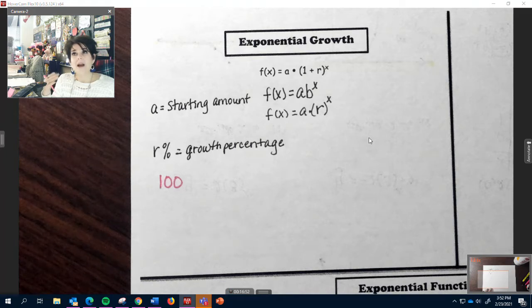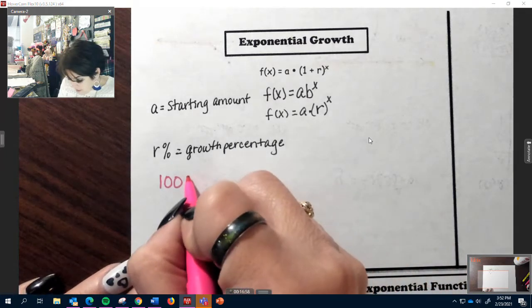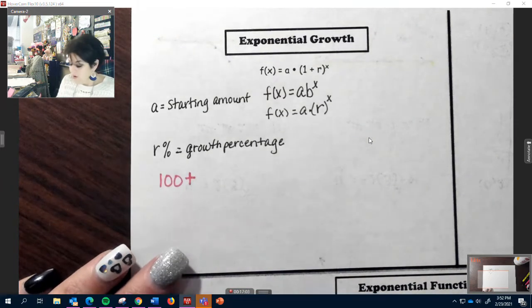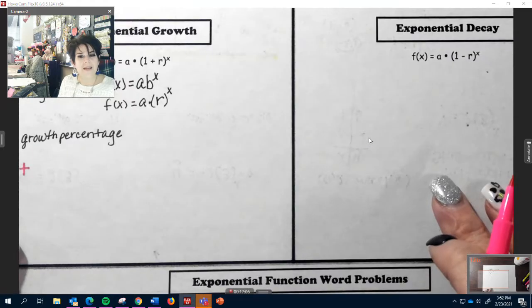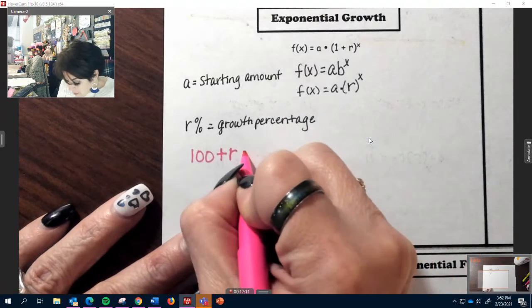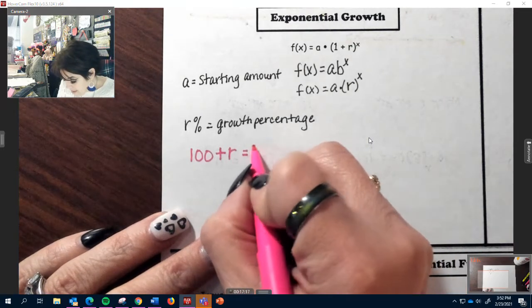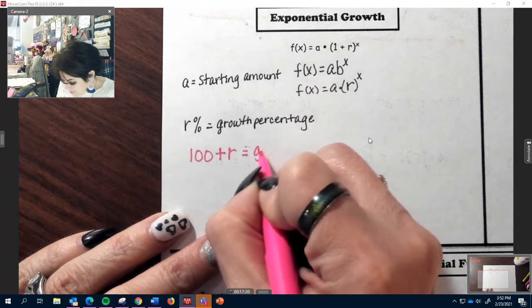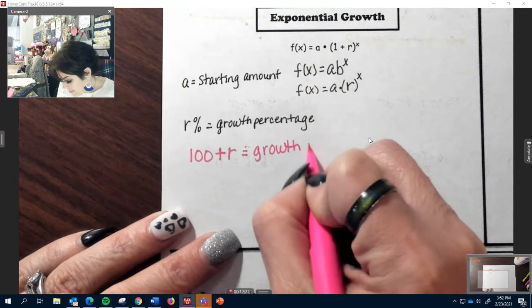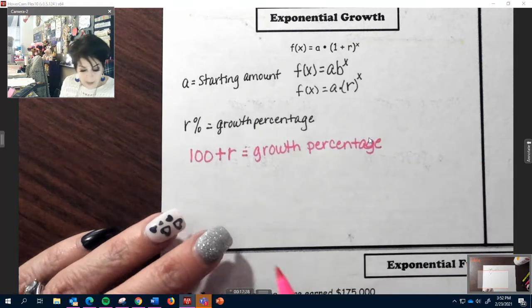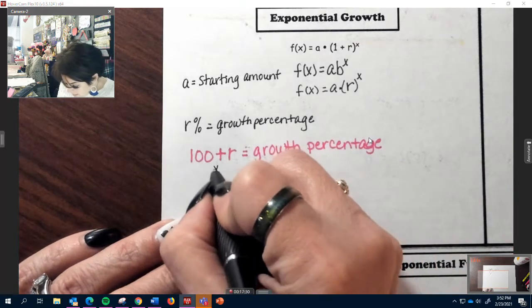So let's say I am doing a growth. That means I'm increasing. So let's say that r would be growing, so I would be getting bigger. I'm going to add. Over here on the other side, when I do decaying, guess what? It's going to be 100 minus. So we're going to say 100 plus whatever the rate is, 10%, 3%, 0.2%, whatever it happens to be. And then this is going to give me my growth percentage. And what I'm going to have to do with the percentage is change it to a decimal.